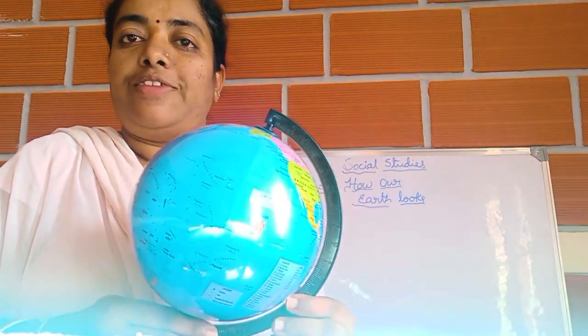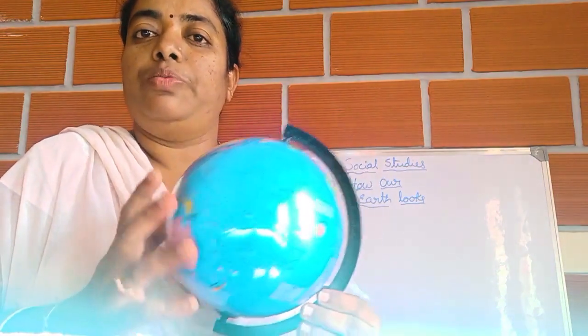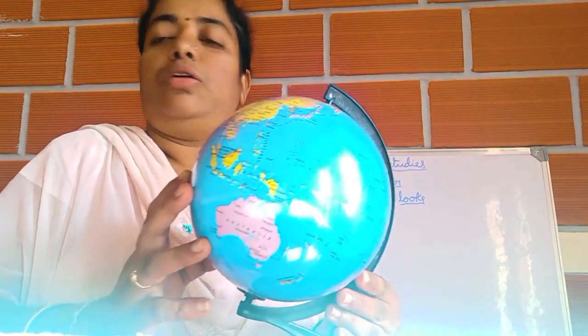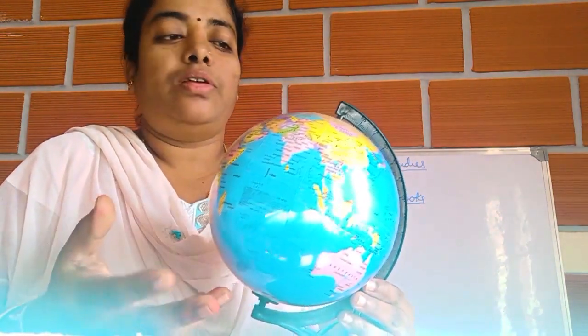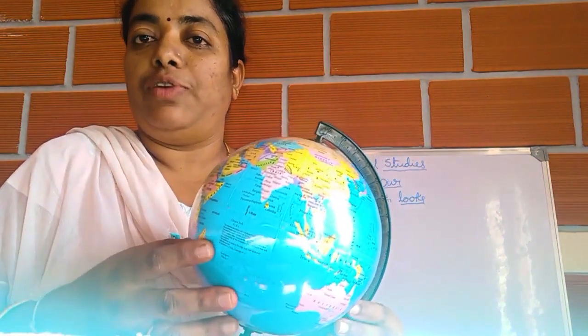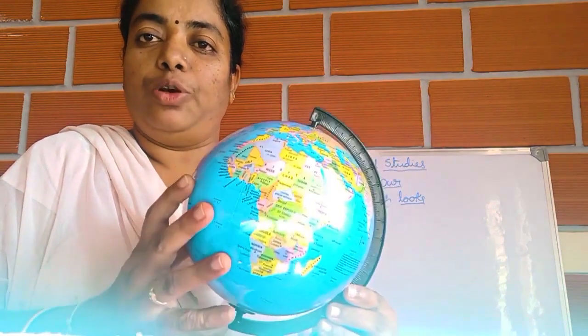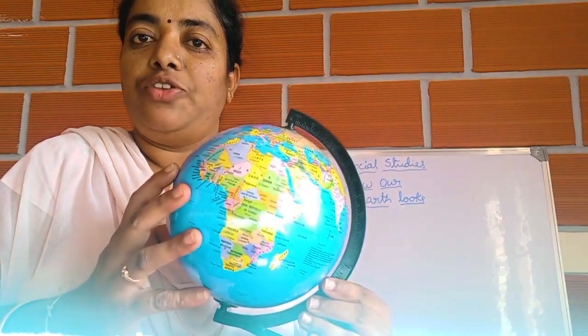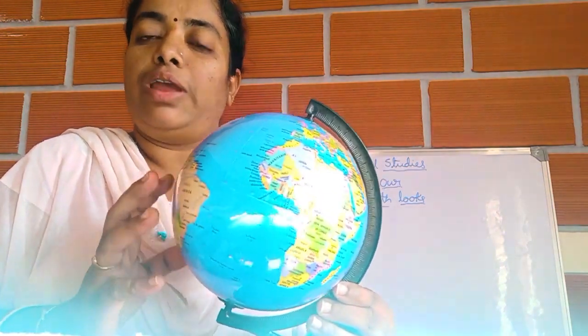And there are some disadvantages also, children, about this globe. See here, this globe will not give us detailed information, because on this globe we cannot get proper information about a particular place. Only to locate the places can we use this globe, right? And we cannot carry this globe everywhere, as it is round in shape.